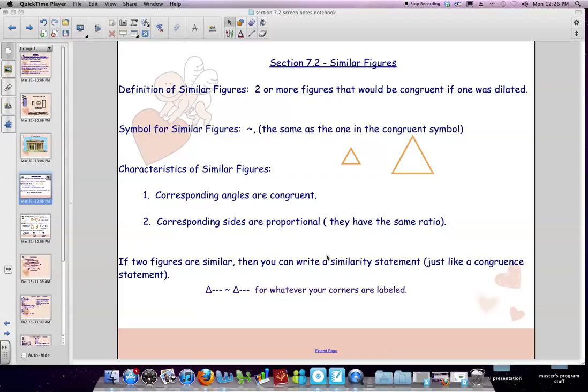If two figures are similar, then you can write what's called a similarity statement. It's just like a congruent statement. Remember when we wrote congruent statements for triangles, we would write triangle, whatever, whatever, whatever is congruent to triangle, whatever, whatever, whatever. Well, now with similarity, you write them exactly the same. The only difference is you do not include that equal sign under the congruent symbol. So we just write, it says that the triangle is similar to this triangle. Make sure your corresponding parts match up just like they did when we did congruent symbols.